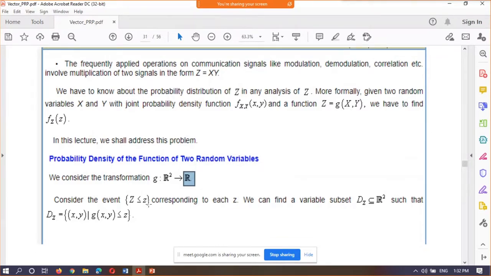So how do we define this event? We consider all those sample points small s such that g of X(s), Y(s) is less than or equal to this real number z. If this is true, then this becomes an event. Those sample points small s such that g of X(s) comma Y(s) is less than or equal to this real number z, that is the event.